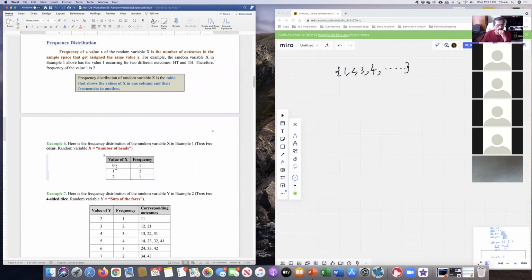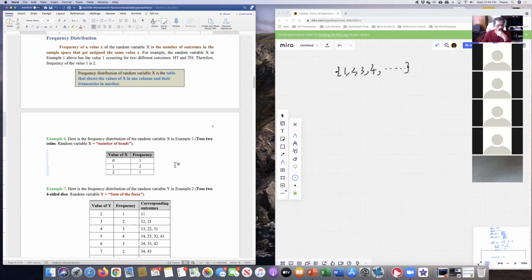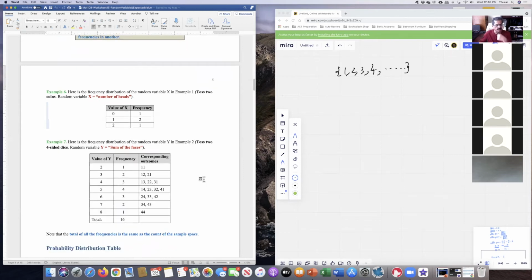Values of X are 0, 1, and 2. Frequencies are 1, 2, and 1. For the 0, frequency is 1. For the 1, frequency is 2, and so on. All right, so let's do another example.